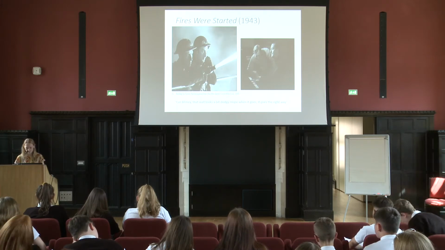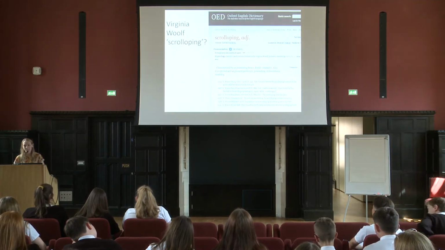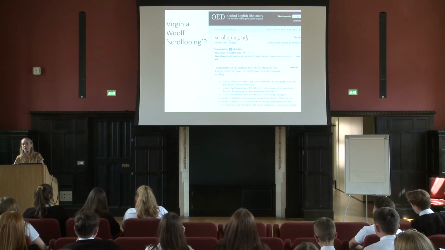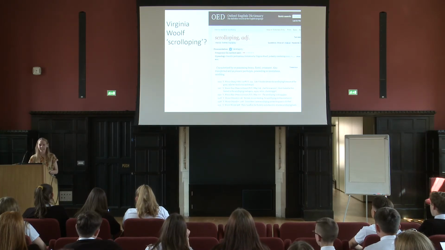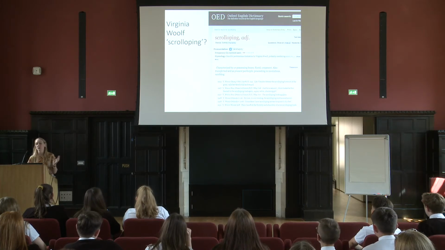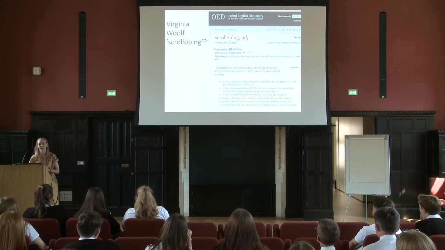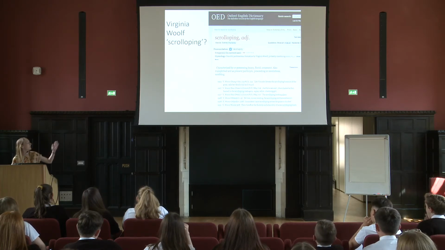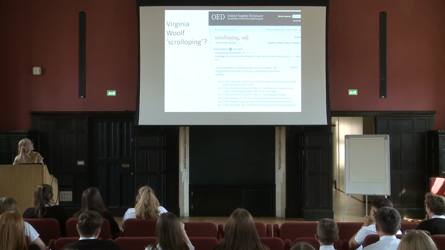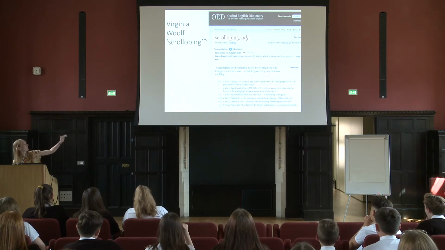So Virginia Woolf came up with a word so elaborate that no one else has yet used it. Feel free to try and weave it into your essays at some point if you can. But even the detectives at the Oxford English Dictionary haven't been able to find a single other person who's used this word that Woolf made up, and that word is scrolloping. So you see the illustrations, Woolf, Woolf, Woolf, no one else.